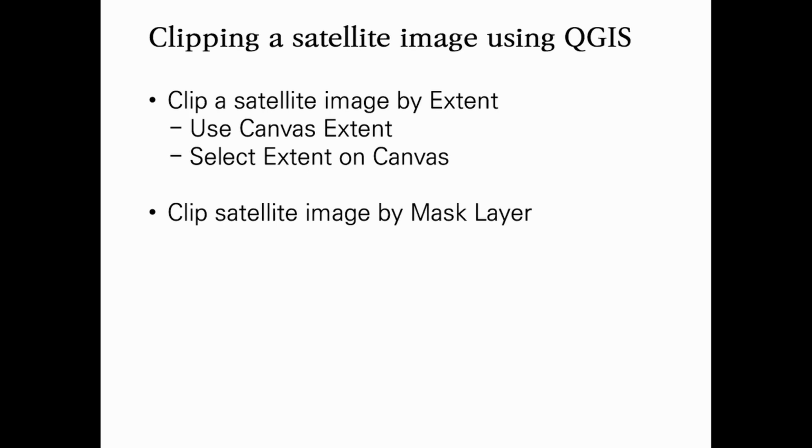There are several methods for clipping a satellite image using QGIS. The first method is to clip a satellite image by extent. And the second method is to clip a satellite image by mask layer. The first method provides two options. The first option is to use the canvas extent, and the second option is to select the extent on canvas. We are going to have a practice for all methods.